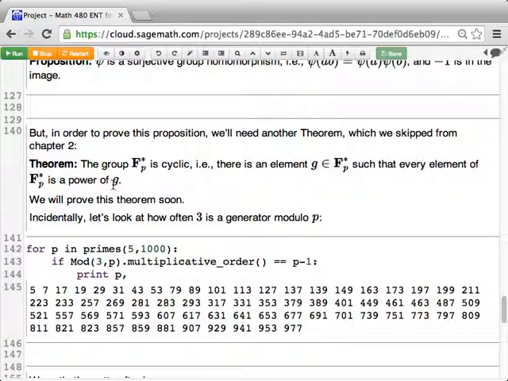Likewise, 3 generates mod 7. 3 generates mod 17. It generates mod 19. It doesn't generate mod 23, but it does generate mod 29. It's actually kind of striking. Look how often 3 is a generator modulo p. So I'm just showing you that. It frequently is, as you can see here.